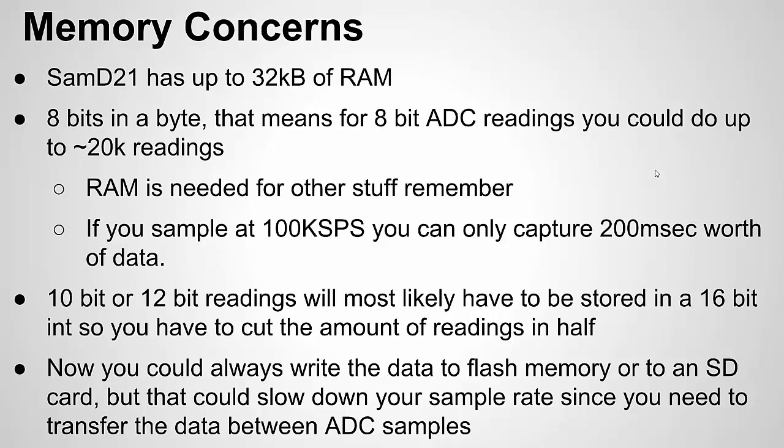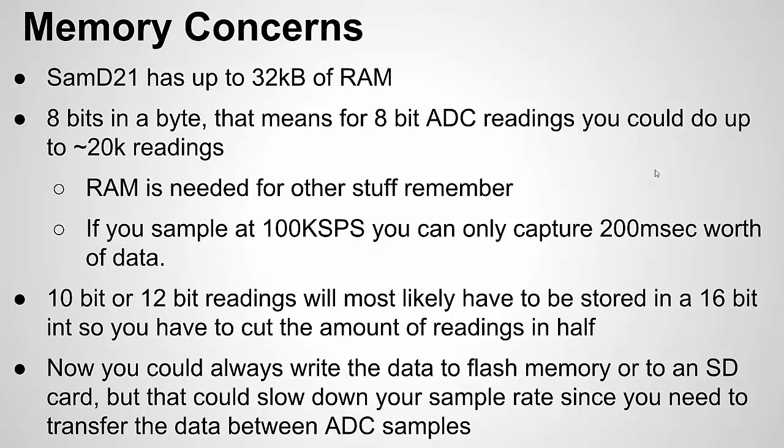So let's take a simple example. In my example, I just did an 8-bit ADC reading, right? And this chip can go as high as 12 bits. You could do 10 bits. I did 8 bits. And of course, the lower the bits, the faster you can sample, because you're not sampling as much data. I should say as much resolution for a reading.